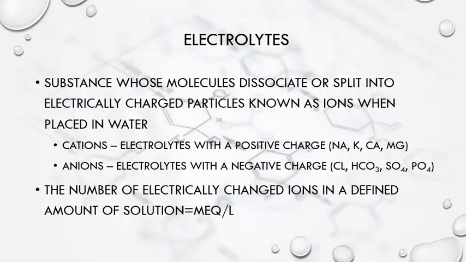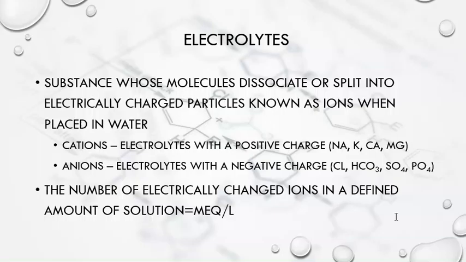So next we're going to move into electrolytes. These are substances whose molecules dissociate, or split, into electrically charged particles known as ions when in water. Your cations are your positively charged ions. Then you have anions, which are negatively charged. And I have some examples of those right here. You do need to know those.